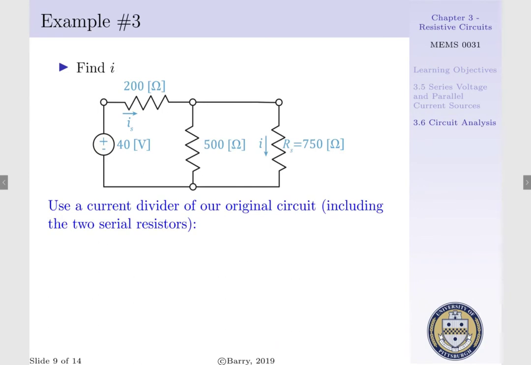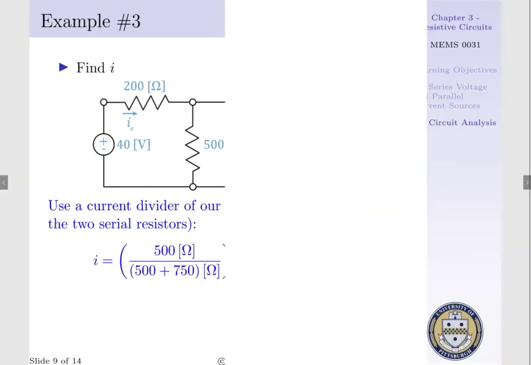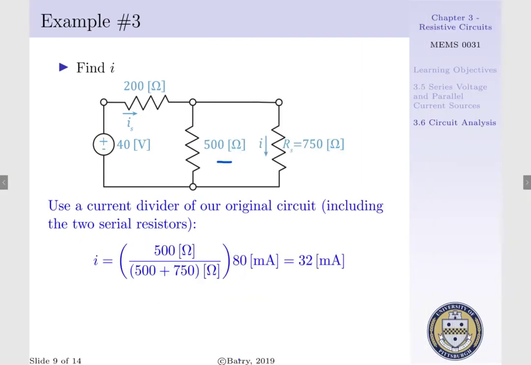In doing such, we will re-expand our circuit to where we reduced our 150 and 600 ohm resistor to our serial portion, and now perform current division on our parallel network. That is, I would be the resistance of our opposing resistor, 500 ohms, per the sum of our resistances of our resistors in our parallel configuration, 500 plus 750 ohms, times our source current, Is, which was 80 milliamps. Therefore, I would be equal to 32 milliamps.